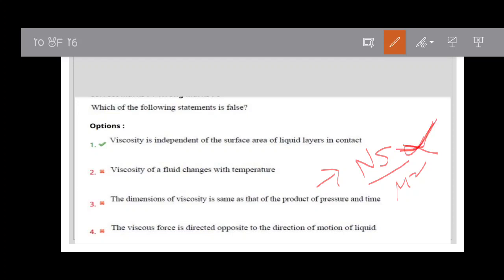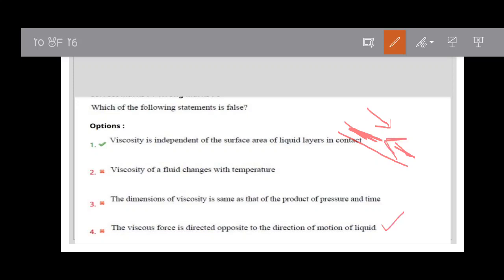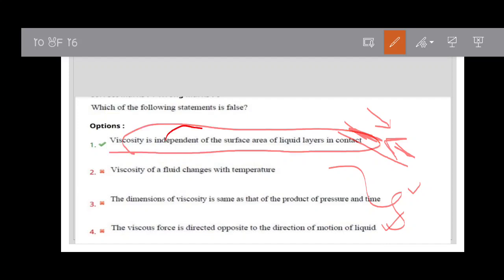And the fourth option, the viscous force is directed opposite to the direction of motion of liquid. Suppose a slant is there, and the liquid is coming in the downward direction, the viscous force of the liquid will be in the upward direction. This statement is also correct. These three statements are correct, but viscosity is independent of the surface area of liquid layers in contact is not correct. It is not independent, it depends on the surface area of liquid. So this first option is the wrong statement given about the viscosity.